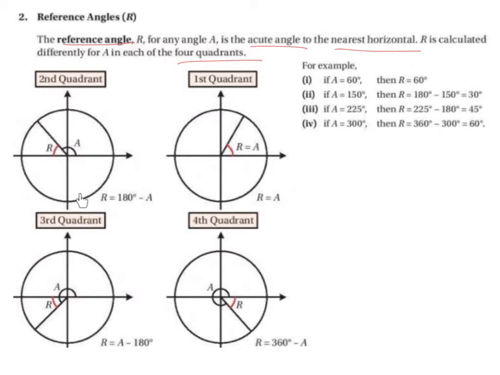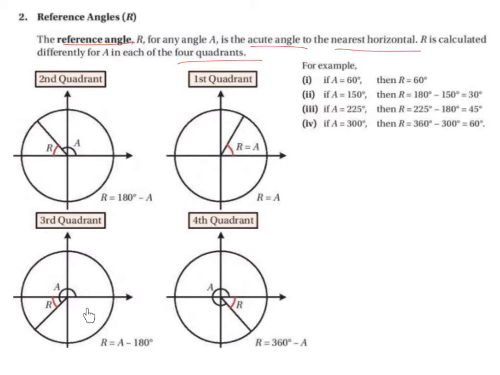Now let's have a look at the second quadrant, which goes from 90 degrees to 180 degrees. So for example, if A is 150 degrees, which lies inside the second quadrant, then the reference angle is 180 minus the angle. So 180 minus 150 is 30 degrees. So if we ever want to find the reference angle for an angle that's in the second quadrant, we take 180 and we subtract that angle from it. So 180 minus the angle A will give us the reference angle.